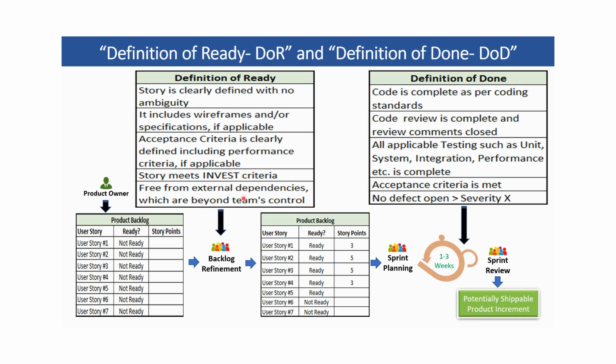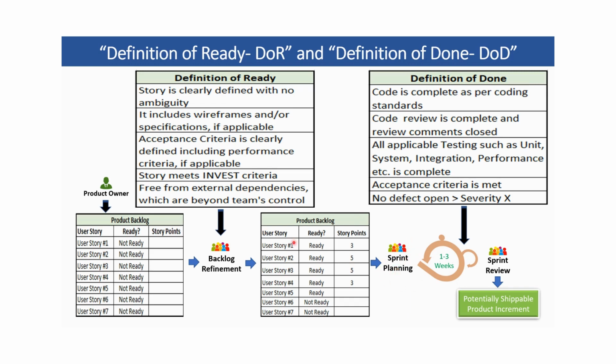Free from all external dependencies, which is not in team's control. If there's something the story is dependent on, which is not in team's control, they'll say, no, go fix that dependency first and then review the story here. So after the story has met all these criteria defined in definition of ready, the story is marked as ready and then they estimate it. If it is not, then they keep it as not ready and the product owner works on it to refine it further. Then the sprint planning happens.